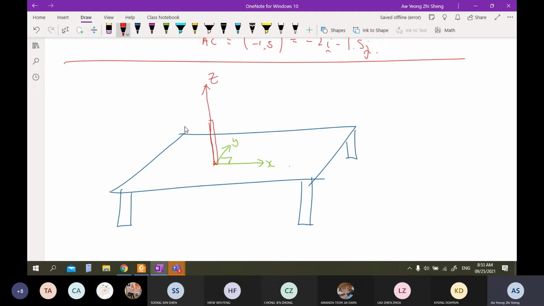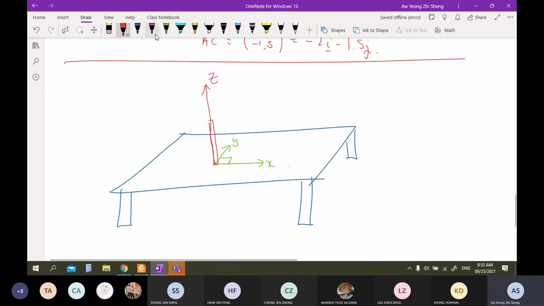You imagine there is a horizontal surface. It doesn't necessarily need to be a table, but this is just helpful for us to understand it. So you imagine there's a table surface, a horizontal surface. You have x and y axes both lying on the table surface, and you have a z-axis which is in the direction perpendicular to the table surface.